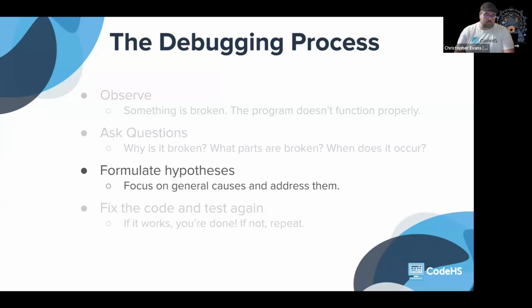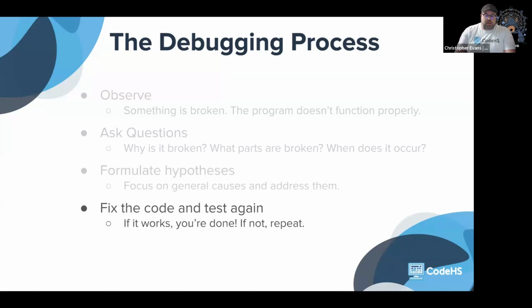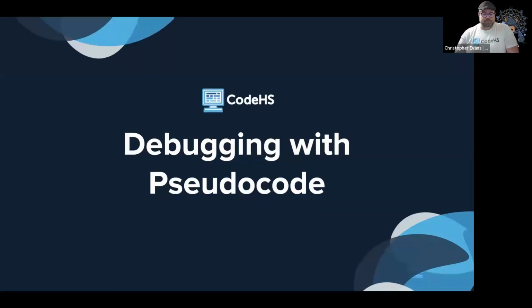If the mouse click function is not working, well, let's figure out what we did wrong to make sure that the mouse click function does work. And then we apply the fix and then run the code again. And if it works, it works. If it doesn't, start over, because this is a cyclical process.